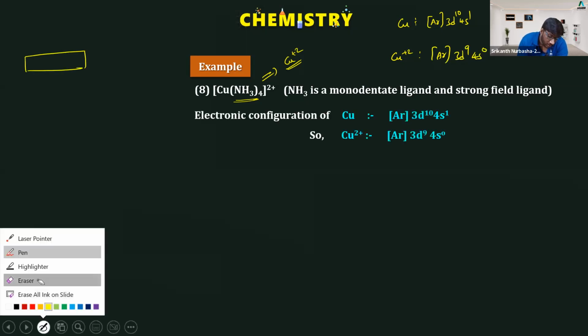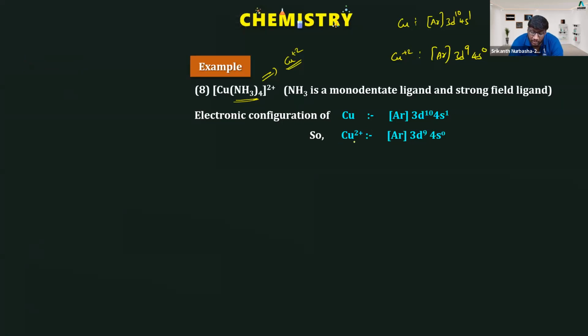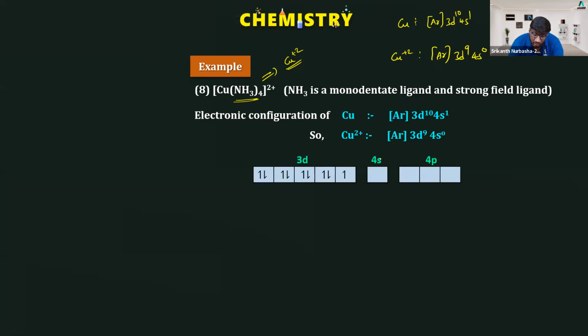Write down the electronic configuration. You will get argon 3d10 4s1. Cu2+ will be argon 3d9 4s0. In 3d9, so 1, 2, 3, 4, 5 electrons go into 5 different d orbitals. Then the pairing of electrons happens. After 3d you have 4s and 4p. In the 4s you do not have an electron, and in the 4p also obviously no electrons are there. Now what will happen?